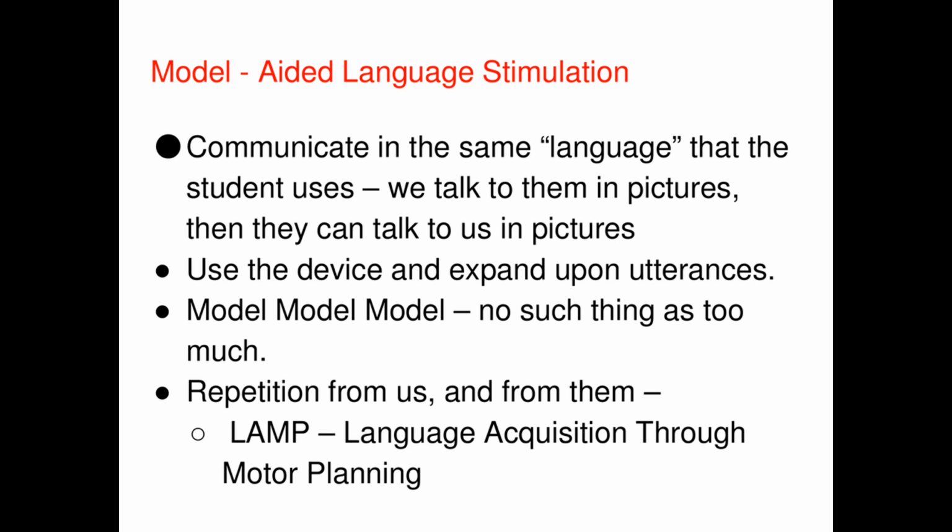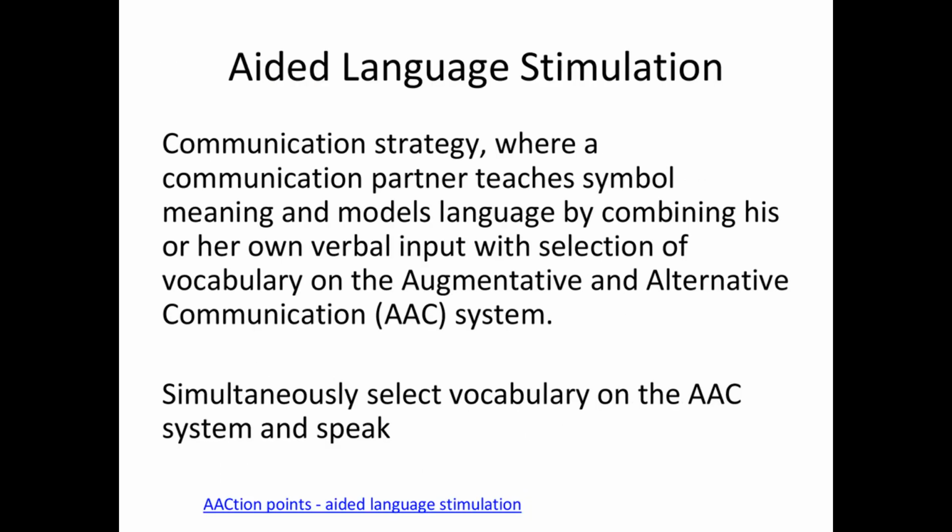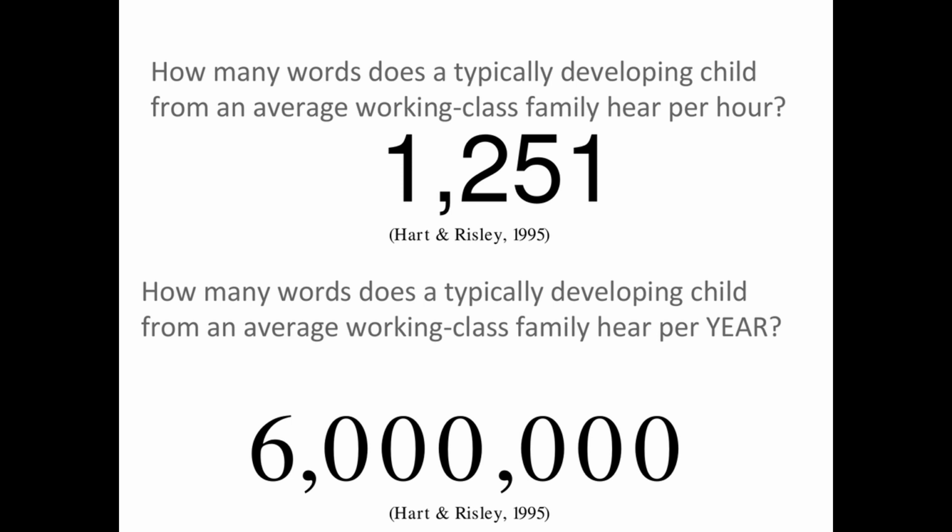Repetition from us and from them. The more repetition, the better. The reason I say that, even LAMP, which stands for Language Acquisition Through Motor Planning, the whole basis of that communication app is that you learn through repetition through that motor planning. So as I said, aided language stimulation. It's great. If you want to learn more, there's a link, AAC Action Points, Aided Language Stimulation. That's a good website to go to. We want to talk verbally as we model and combine cells on their communication device. I can't stress how important it is to touch the individual's communication device.